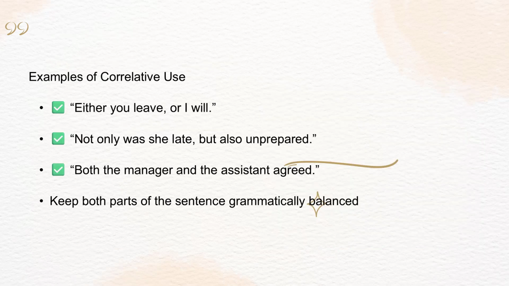Examples of correlative use. Let's review examples of correlative conjunctions in action. Either you leave, or I will. Not only was she late, but also unprepared. Both the manager and the assistant agreed. The key is to balance both parts grammatically.